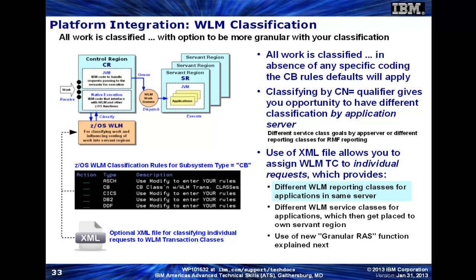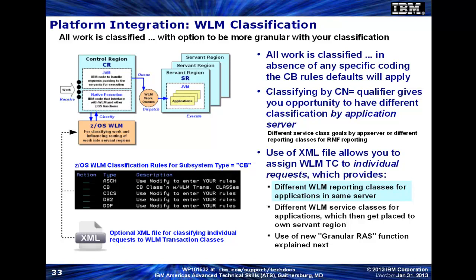The spectrum of differentiation runs from one service class for all WAS work to different service classes by application server to different service classes per application or even function within an application. The most common approach is to use the CN classification rules to assign different service classes by application server. Applications are then deployed to servers based on knowledge of the service class assignment for the server. High priority applications are deployed in application servers with WLM service classes with high priority goals. Lesser priority applications to app servers with lower priority goals.